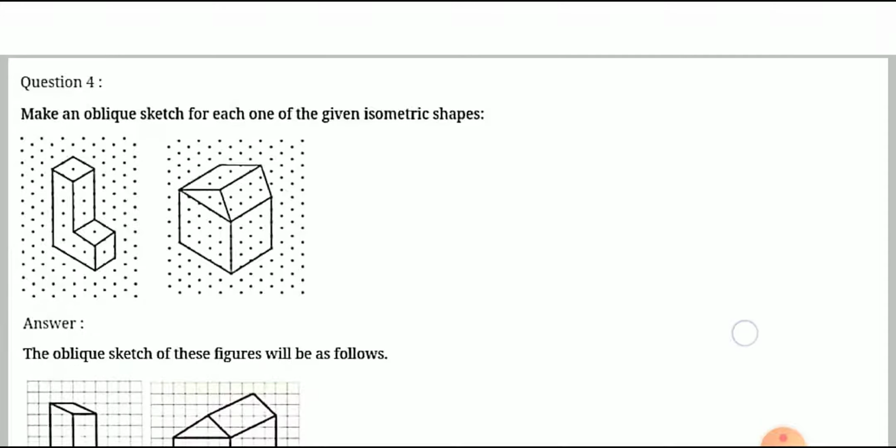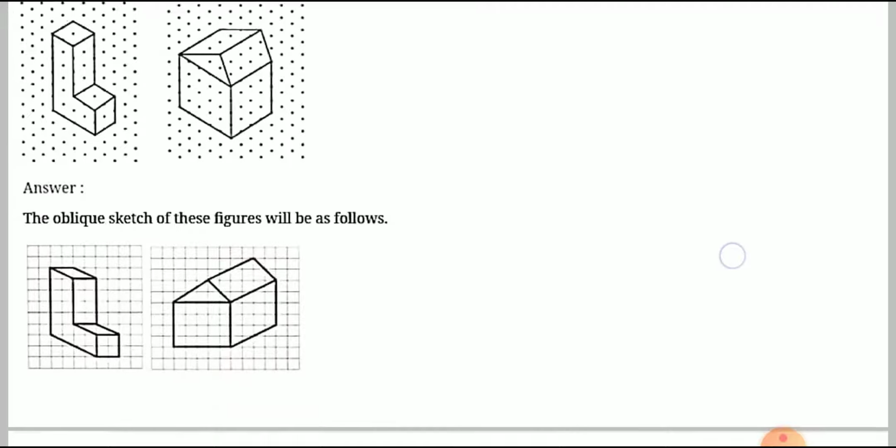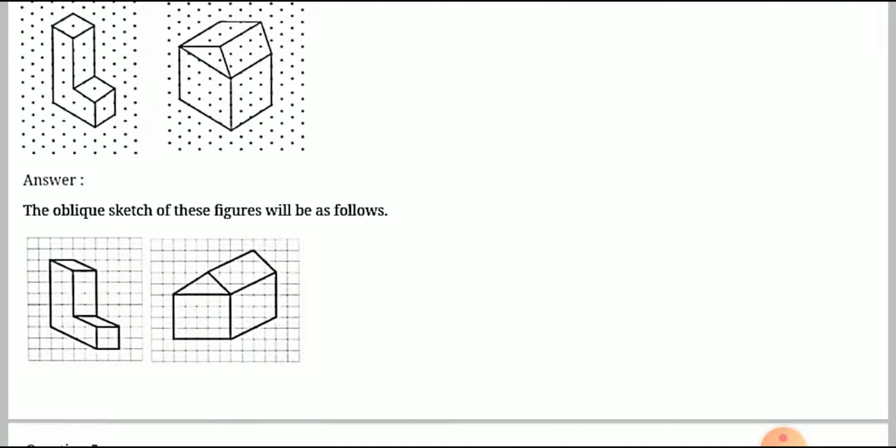Here also you need to make an oblique sketch. It is given in your book. You can take a photocopy of it and paste it in your register directly. Afterward, you have to draw this on graph paper.